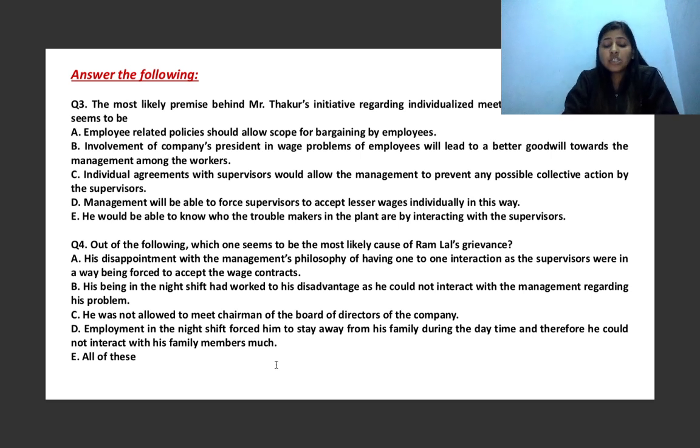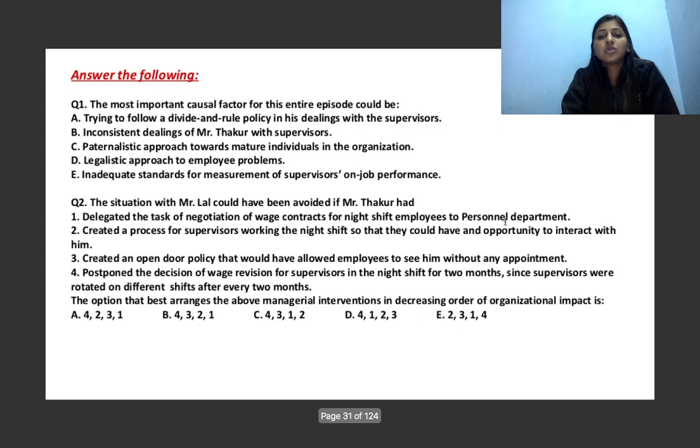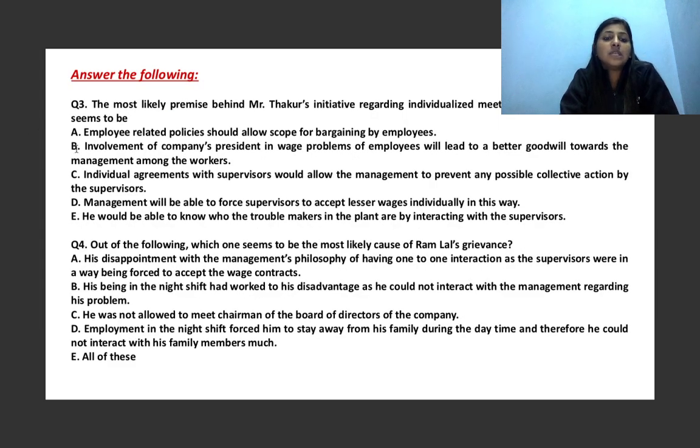Okay, third question. The most likely premise behind Mr. Thakur's initiative regarding individualized meetings with the supervisors seems to be. What was his initiative? Why did he think so? So this answer is very clearly given in the passage here. Mr. Thakur felt that by dealing directly with the individuals, he could portray the management's concern for the employees. So we have to use this line here. Option B. Involvement of company's precedent in wage problems of the employees will lead to better goodwill towards the management among the workers. Okay, so that's the answer.